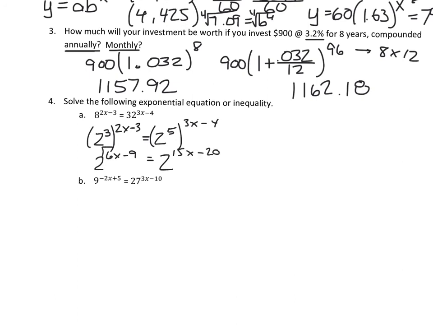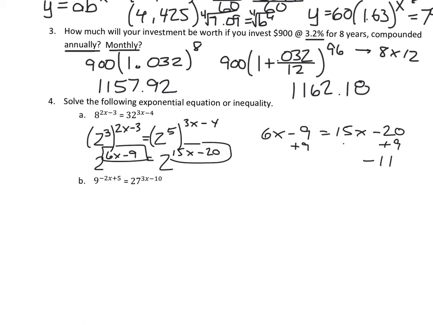Bases are now the same, so these exponents need to be equal. So set 6x minus 9 equal to 15x minus 20. Add the 9. Subtract 15x. And solve, dividing by negative 9, x would be 11/9.